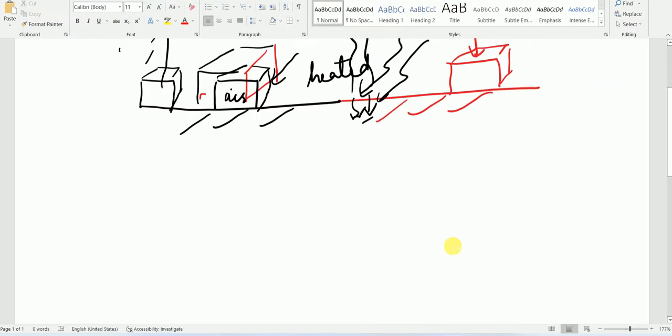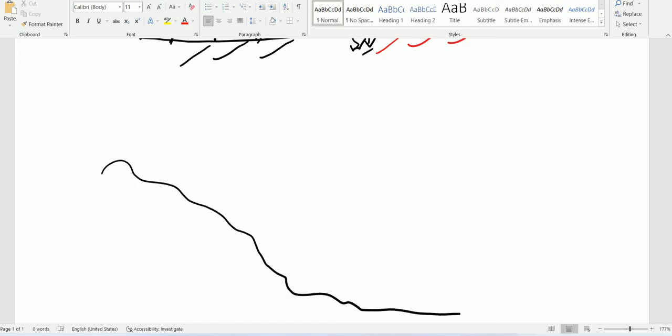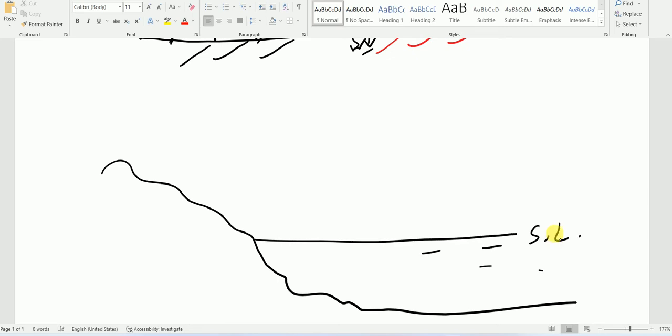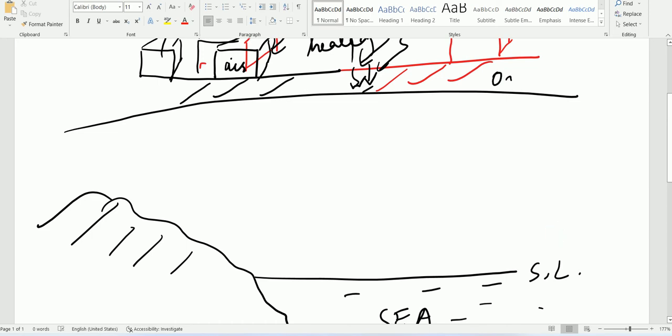Let's see here. Let us say this is the land surface, and here we have the sea. Let us say this is sea level, and here this is the sea. This is the land surface, and let us say this is the top of the atmosphere. This is the outer limit, or the top of the atmosphere.